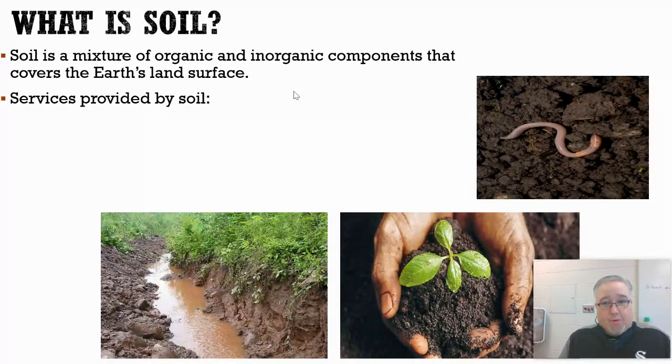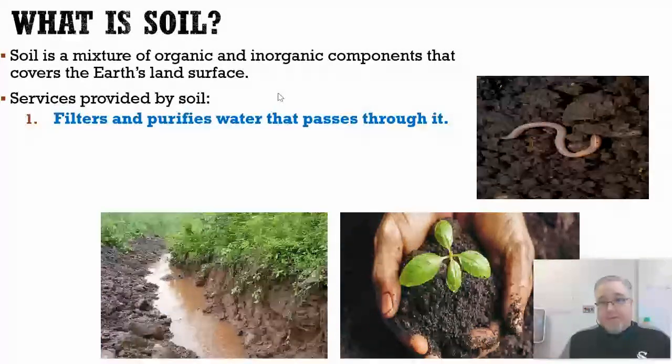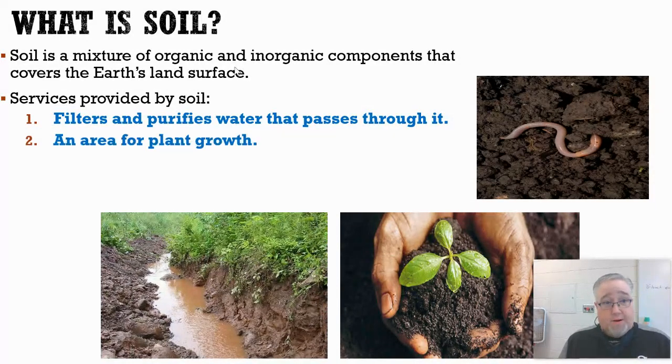But I think what's more important is what soil does. Like, what does it actually provide? One thing that soil does, and this is a really important thing, is it filters or purifies water. So soil is a natural filtration system for water. I don't care if water is moving across the surface, through soil, or moving downwards through soil, the soil will actually filter and purify that water. So that's a really important thing.